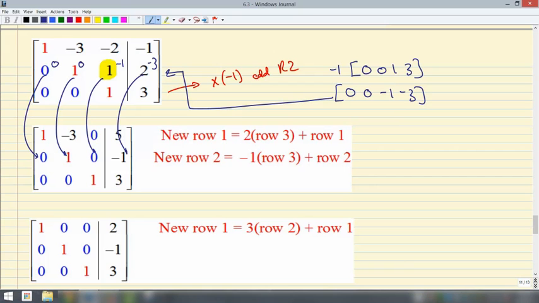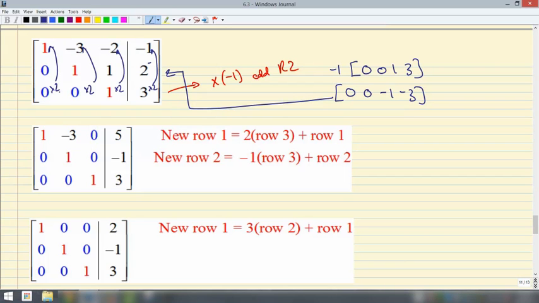You then do the exact same thing with row 1. We're going to take row number 3, multiply everything by 2, and add it. 0 times 2 is 0, plus 0. 0 times 2 is 0, plus negative 3, negative 3. 1 times 2, 2, plus negative 2, 0. 3 times 2 is 6.